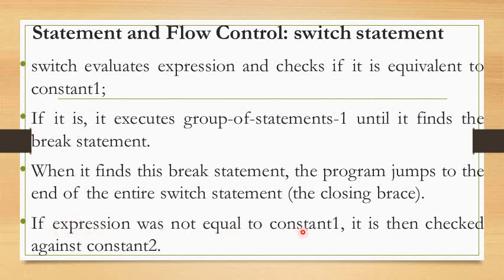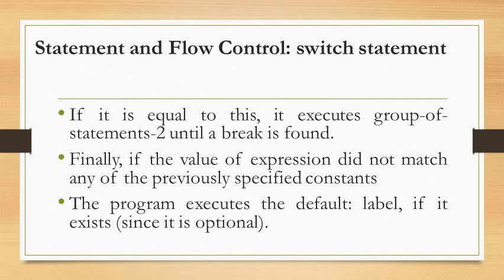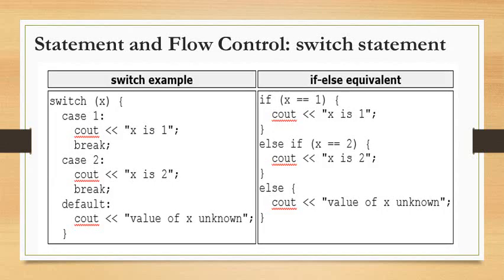If the expression was not equal to constant 1, it is then checked against constant 2. If it is equal to this, it executes group of statements 2 until a break is found. Finally, if the value of the expression did not match any of the previously specified constants, the program executes the default label if it exists, since it is optional. Look at an example to demonstrate this.